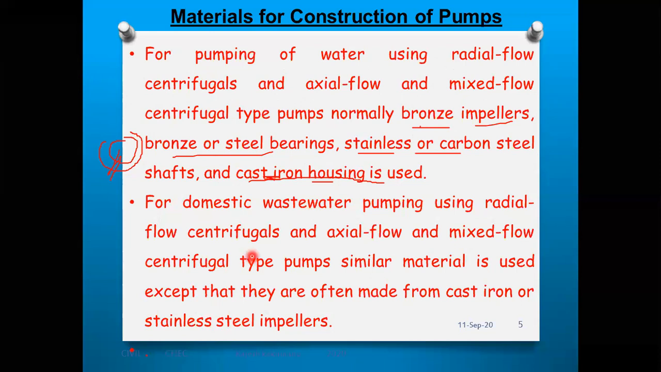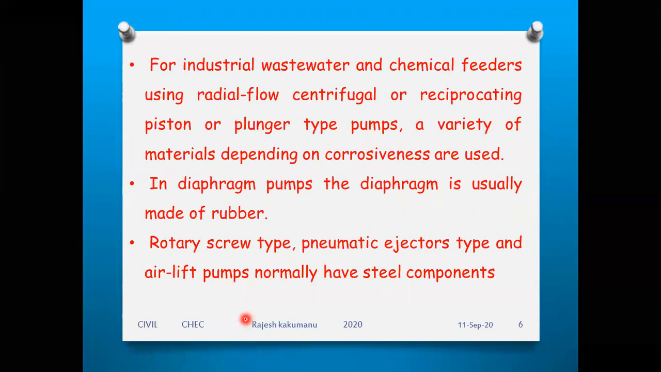mixed flow pumps, the material used is often cast iron or stainless steel impellers. For domestic and commercial applications, for both we generally use all these types of material. Okay, next, for industrial applications and chemical feeders using radial flow centrifugal or reciprocating plunger piston types, a variety of materials, which are corrosive and non corrosive in nature, are used.